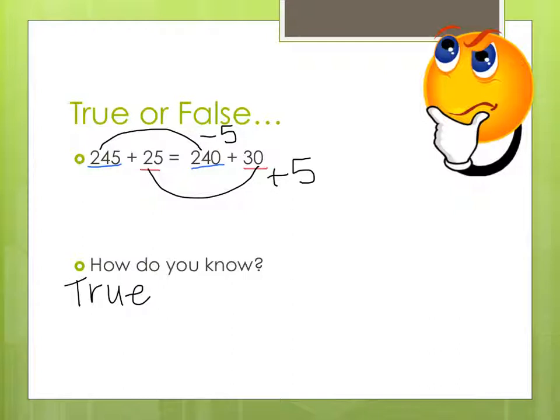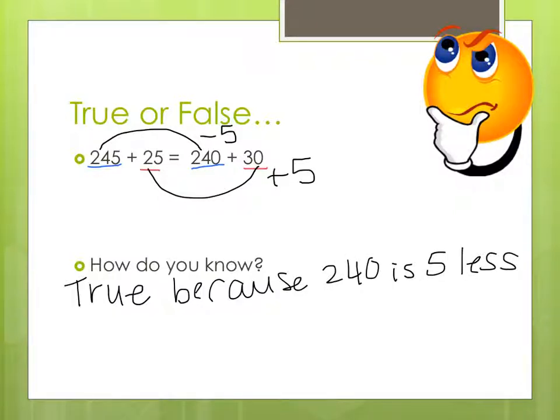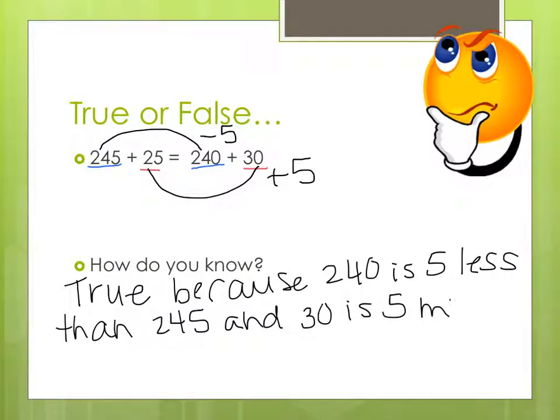And again, I can say that it's true because 240 is 5 less than 245, and 30 is 5 more than 25.